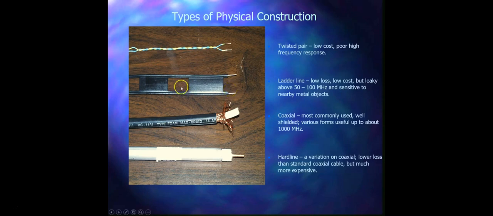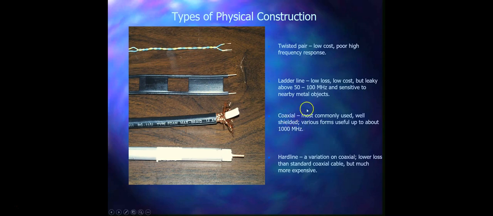Both wires you see here are supposed to be equal in size, which means that the path for the incoming and outgoing current should be equal. Above 100 megahertz, this type of ladder line experiences loss from radiation, and it is poorly shielded, and any metal object nearby can interfere with the signal on the line.